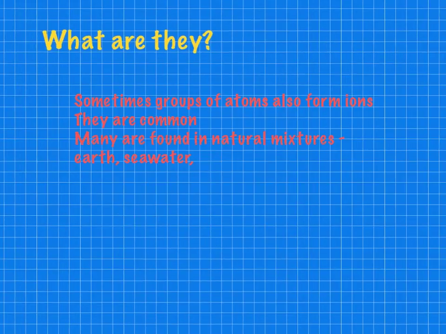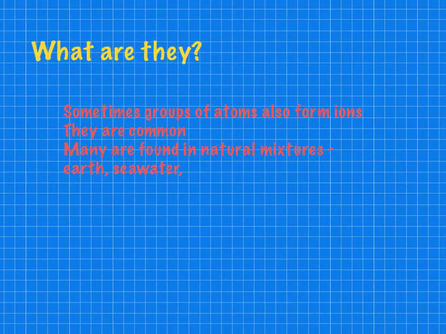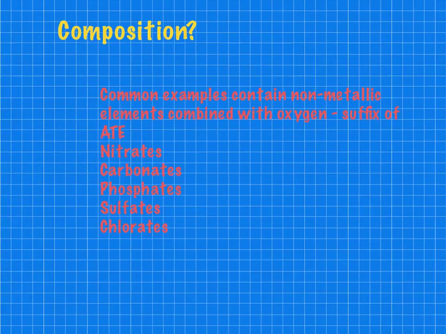So, complex ions, what are they? They're basically groups of atoms that are bonded together to form an ion. And they're quite common, and we actually find them in the earth, in salt water, and in lots of other things. So they're very, very naturally occurring. A lot of the elements that make up the Earth's surface are actually based upon complex ions.